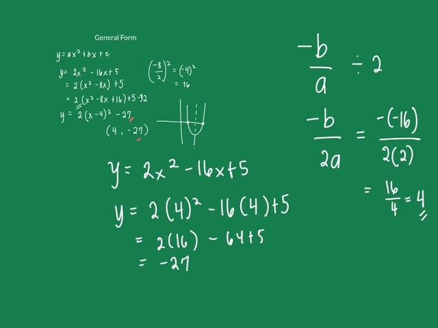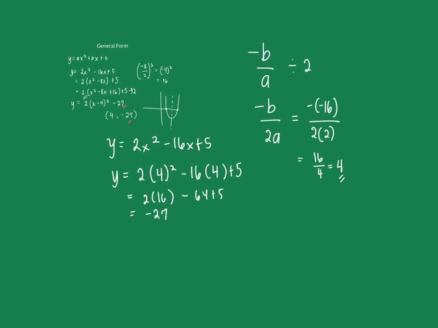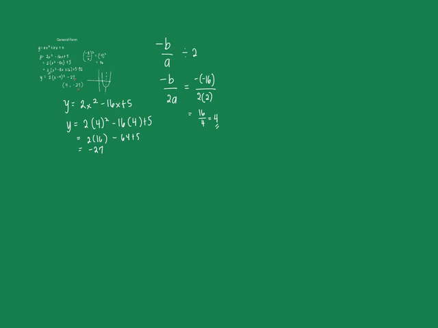So how about the other key features? Now, let's look at our equation again. y equals 2x squared minus 16x plus 5. Now, since a is positive, then we can say that our graph opens upwards. And of course, for the axis of symmetry, we just have to look at our vertex. Since the vertex is (4, negative 27), that means the axis of symmetry is x equals 4.